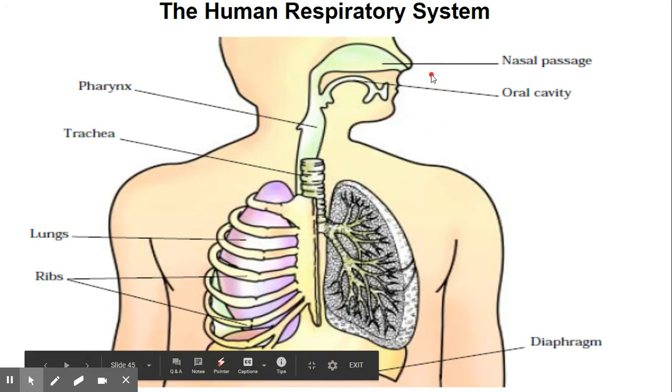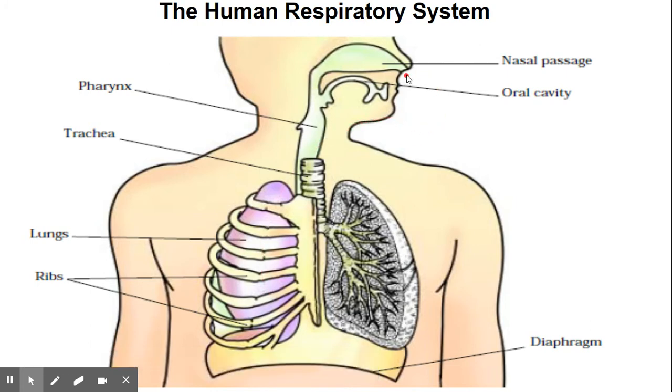Air is inhaled through the nostrils. The inhaled air enters the nasal cavity. The nasal cavity is lined with mucus and tiny hair. They trap the dust particles present in inhaled air so that clean air reaches the lungs. This is why we should breathe through the nose and not through the mouth.